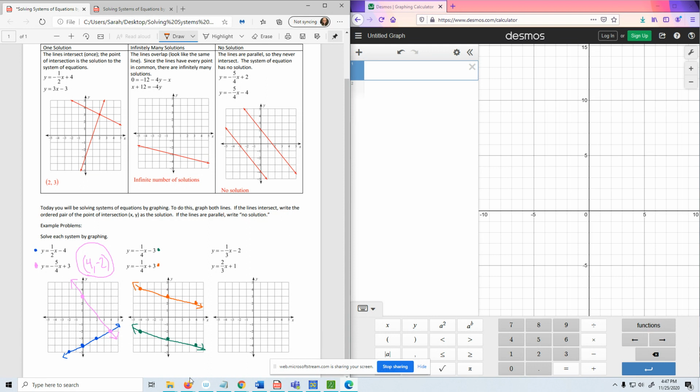These are never going to cross. These are parallel lines. So what we say about that, since they will never cross, they have no points in common, we just say no solution. No need to write an ordered pair, just say no solution.